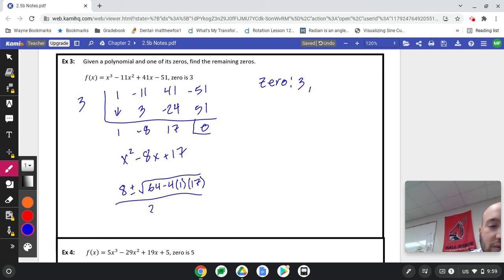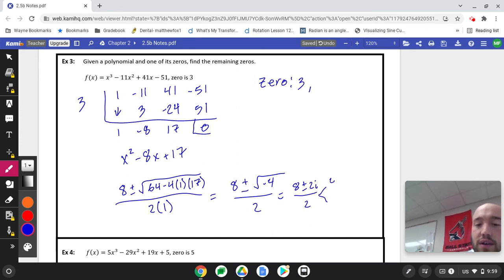All of that over 2 times a. So once again, we'll have 8 plus or minus the square root. Now in this case, 4 times 1 is 4 times 17. That gives us 68, and it's 64 minus 68, so that results in negative 4. All over 2a, which is 2 times 1, which is 2. So this will be 8 plus or minus 2i all over 2. And when we reduce, 2 goes into 8 4 times, so 4 plus i, because 2 goes into 2 once, or 4 minus i.